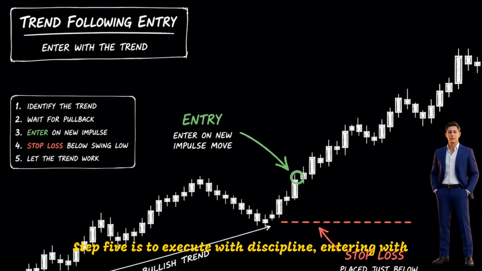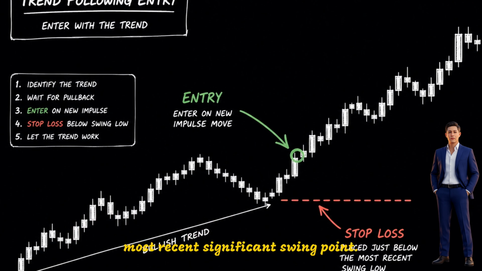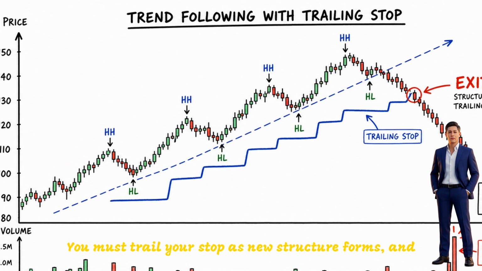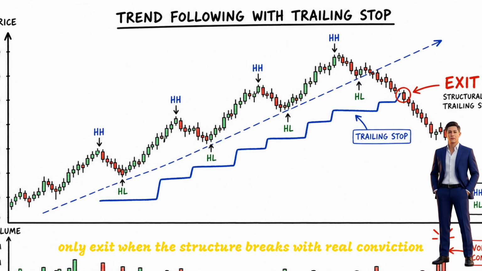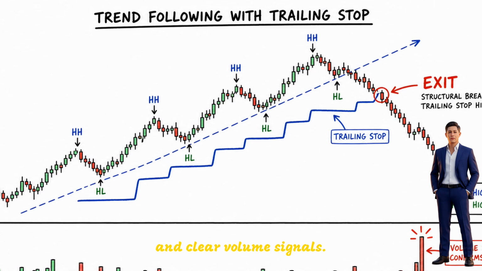Step 5 is to execute with discipline, entering with the primary trend and placing your stop beyond the most recent significant swing point. You must trail your stop as new structure forms and only exit when the structure breaks with real conviction and clear volume signals.